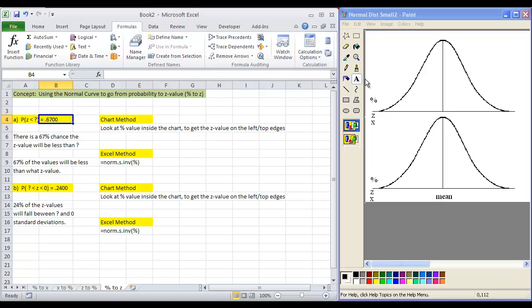Having said that, and looking at the curve and knowing that we're dealing with less than, we also know that half the curve is 0.500. So if we know half the curve is 0.500 and the area that we're interested in is 0.6700, when we draw our line, we're going to need to draw it somewhere over here. So we have the full 50% plus an additional 17%. So the additional 17% is going to fall here.